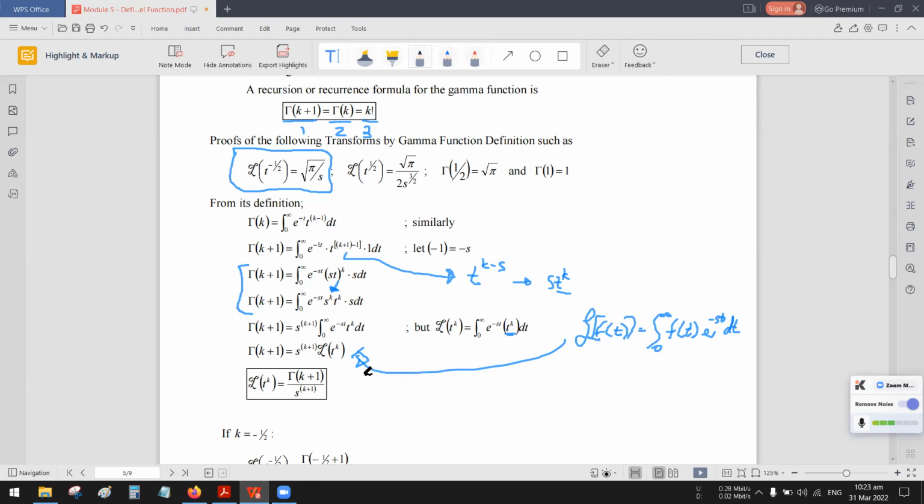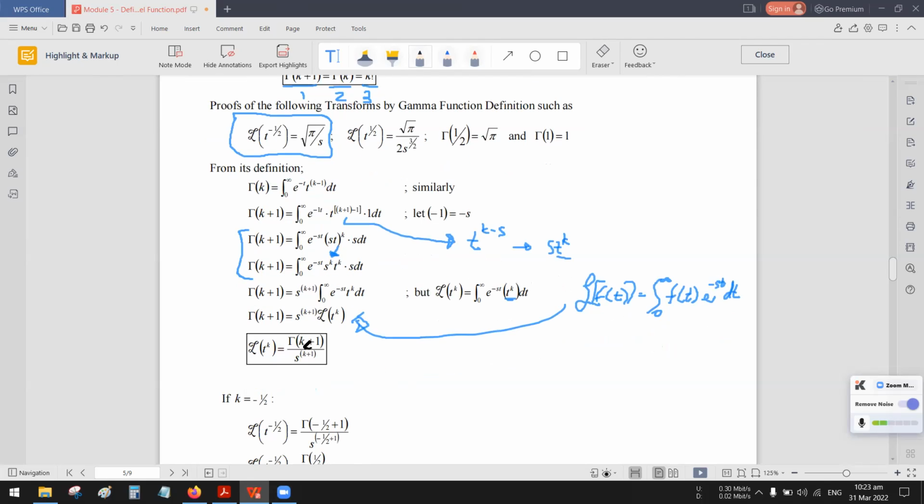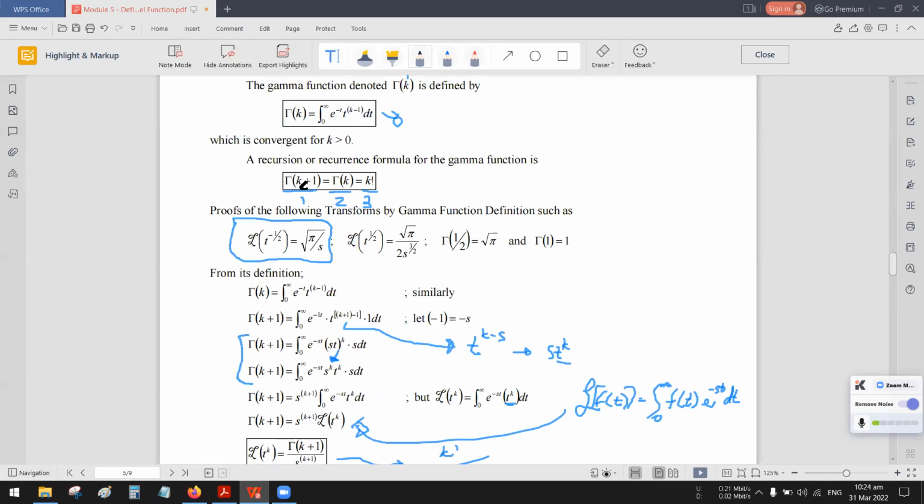Or your final equation now would be this one. So this is the Laplace transform of our function that is t raised to k, is the gamma function of k plus 1 over s raised to k plus 1. So derive lang natin 'tong formula na 'to. So we derive this one. I think this is a k factorial. You can use k factorial over s raised to k plus 1. So you can use either of the three.